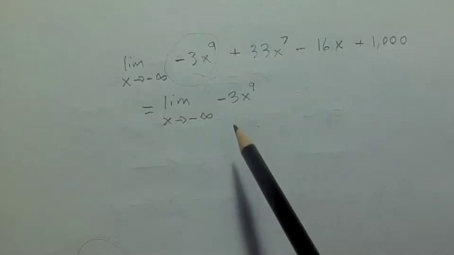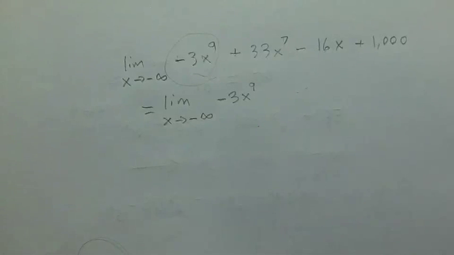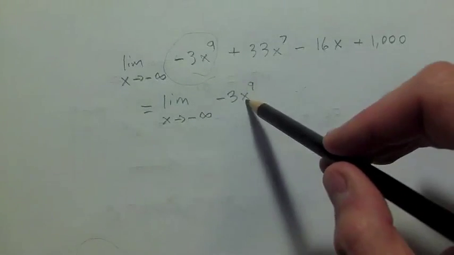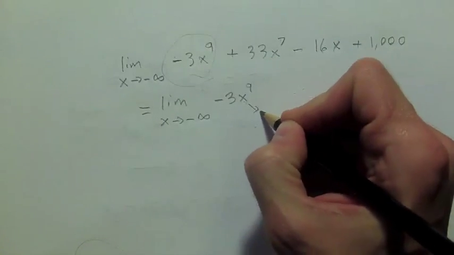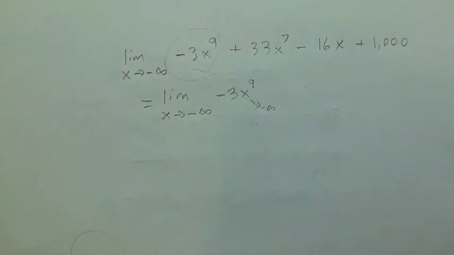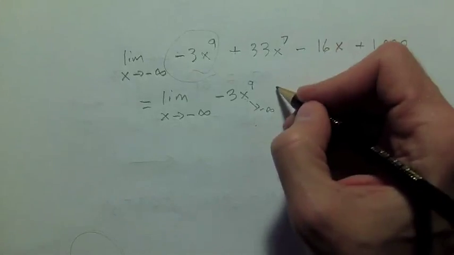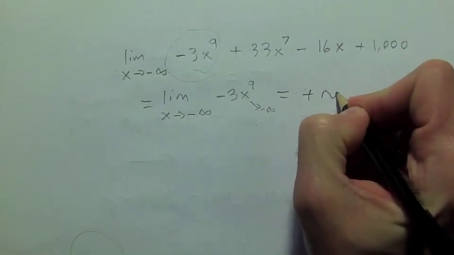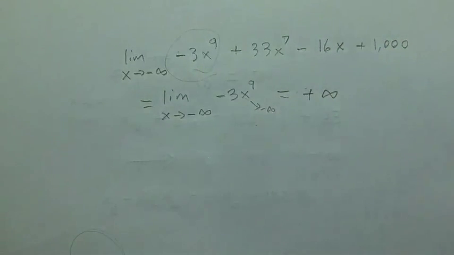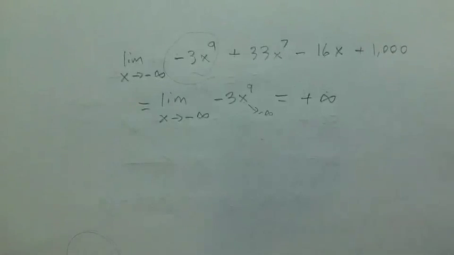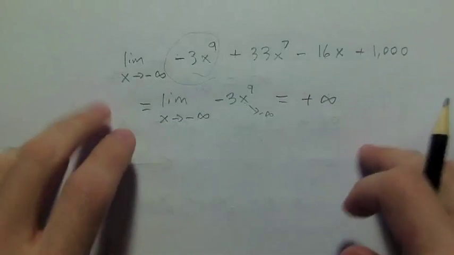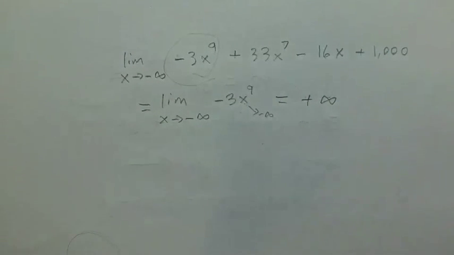x to the 9th is an odd power of x, so it preserves the negative sign, meaning that goes to negative infinity. But we're multiplying by a negative number, so it makes this thing positive infinity. You can graph this to see. You can always graph these with your calculator to see where they're going. There's nothing wrong with that in these cases, because you're really just looking at how the function behaves.